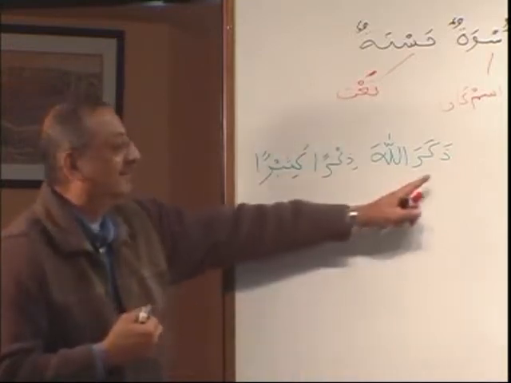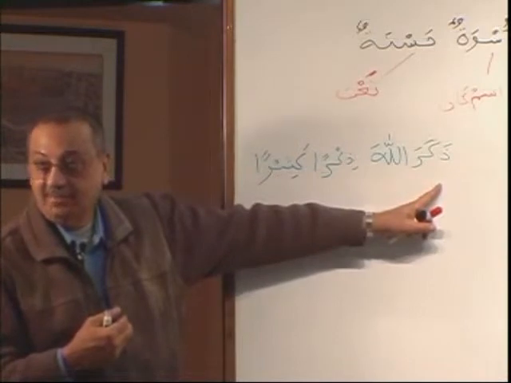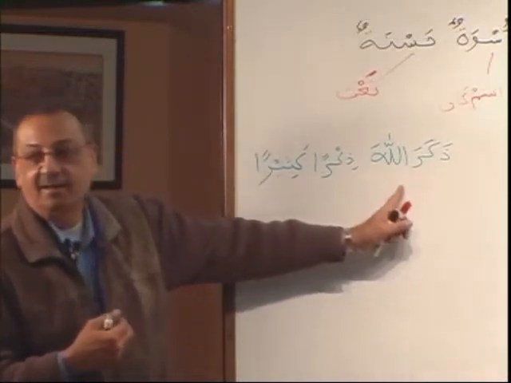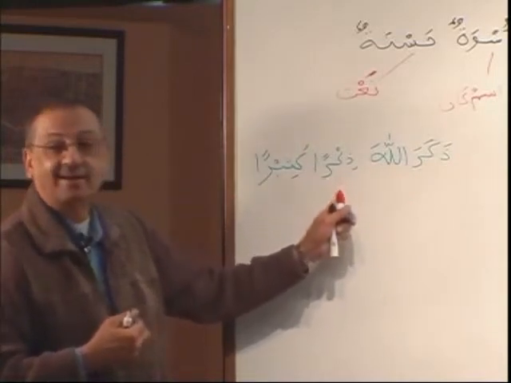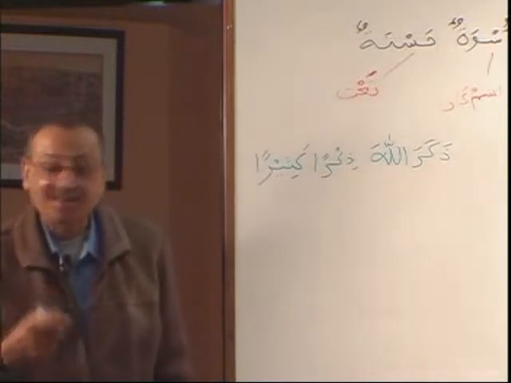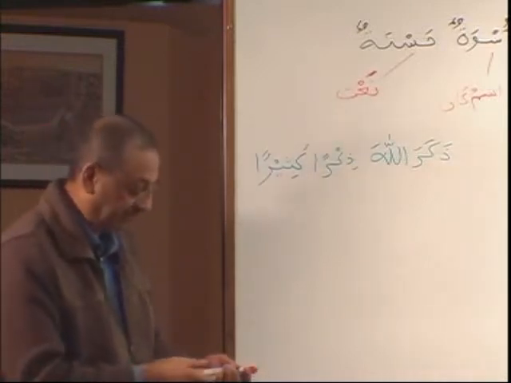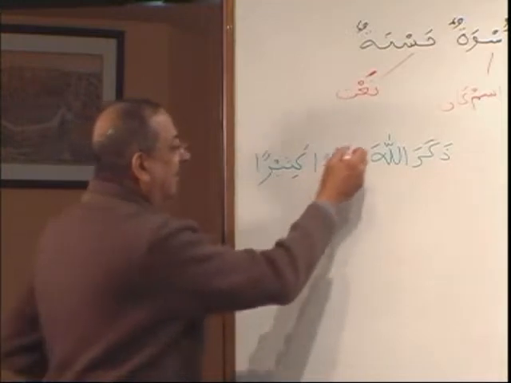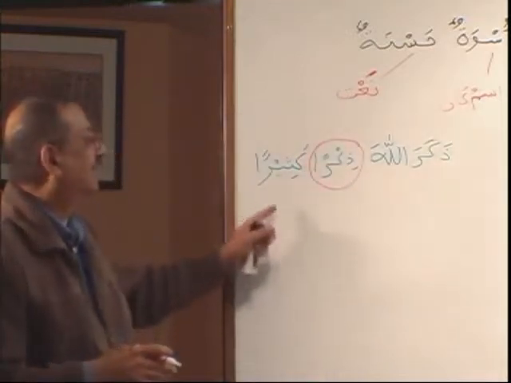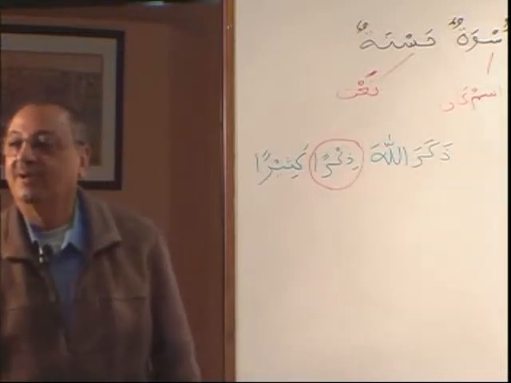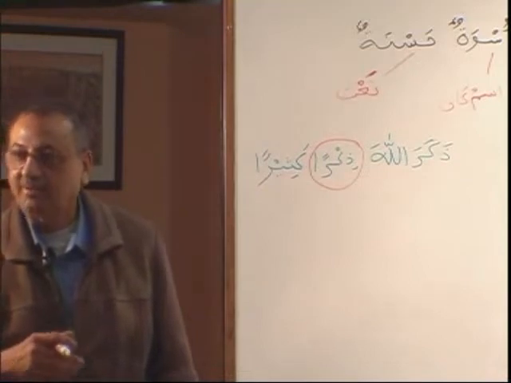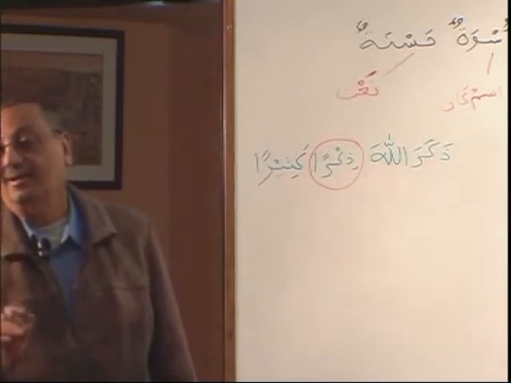Brothers and sisters, zakara is fi'al madi, fa'il mustatir, taqdiruhu huwa, Allah, zikran is maf'ūlun mutlaq, kathiran is not. But when you don't use zikran, when you say zakarallahu kathiran, then the kathiran took the place of maf'ūlun mutlaq. You got the idea, brothers and sisters?